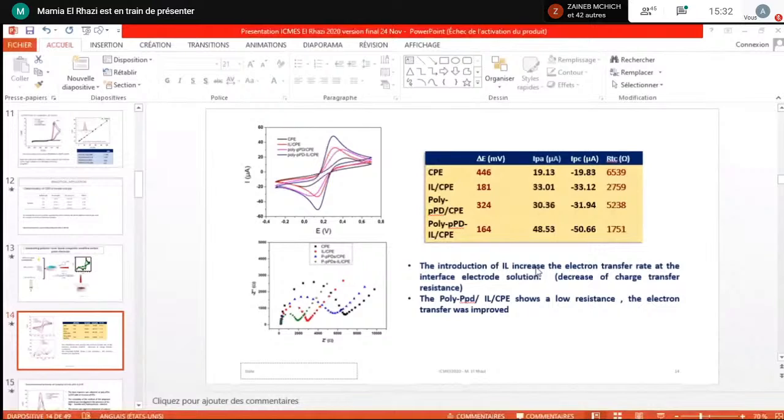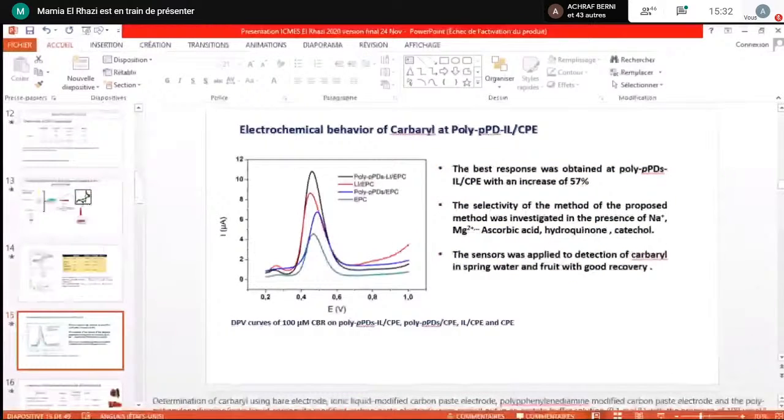So after the characterization of the electrode, the electrochemical behavior of carbaryl at different electrodes was tested. I think that I have a problem with sound. I don't know why. Samira, tu peux couper ton son, s'il vous plaît. Samira, tu peux couper le son. Voilà. Ça continue toujours? Non, c'est bon. OK.